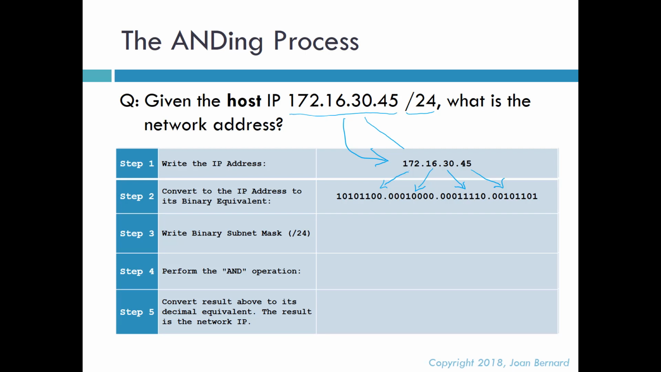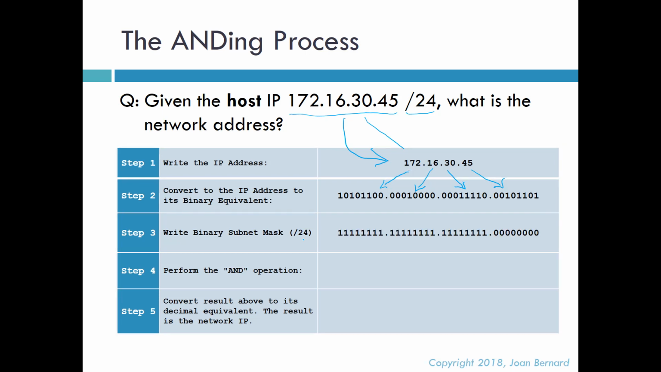Step 3, write the binary subnet mask. We have a /24. We know from our cheat sheet that that's 255.255.255.0. We also know that a /24 is just writing it as 24 ones. So there's our binary equivalent of that subnet mask. And now we're ready to do the ANDing process.